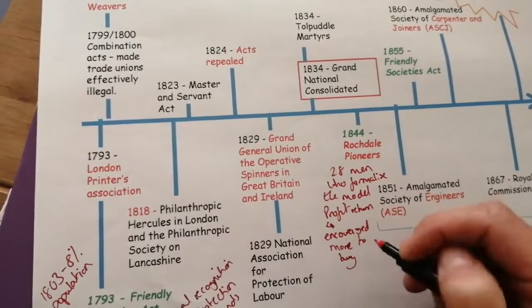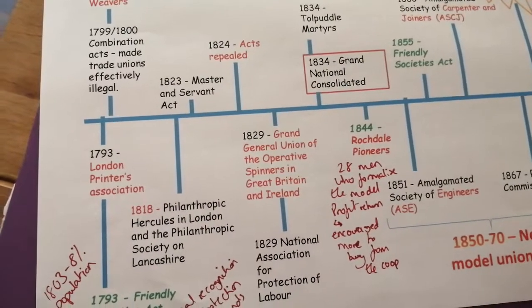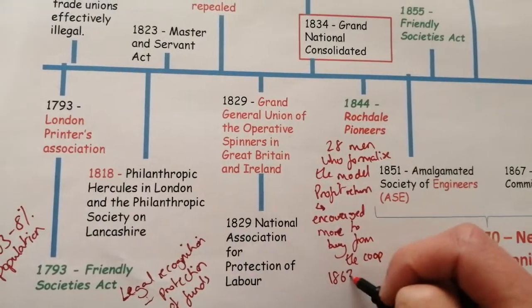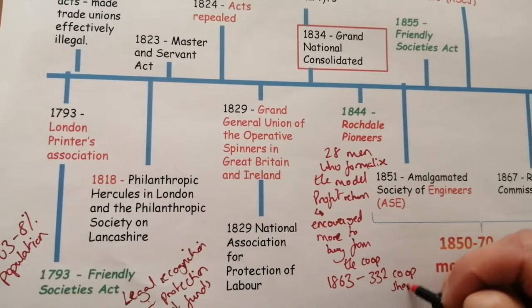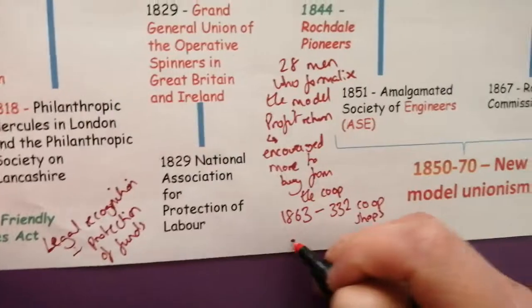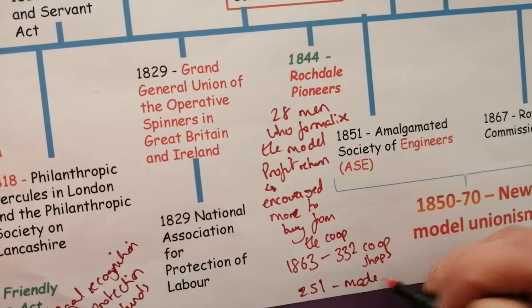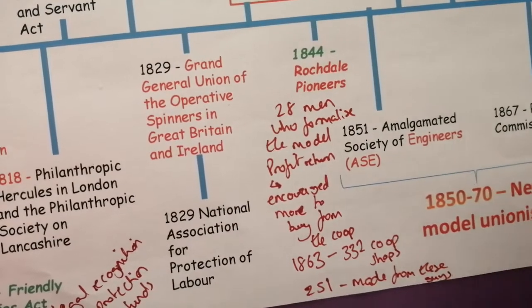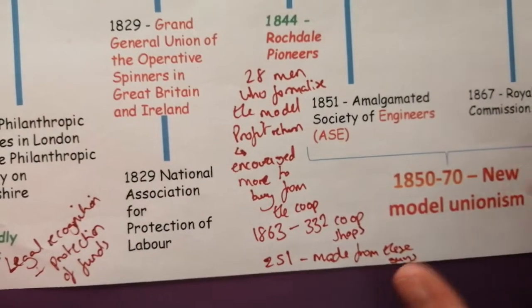Sorry, my pen keeps dying. And what is so amazing about the Rochdale Pioneers is that by 1863, they now have 332 new co-op shops. And we know distinctly that 251 of them are made from these guys, because they've been inspired by it. They use the model, they have the formal approach, and that seems to work.